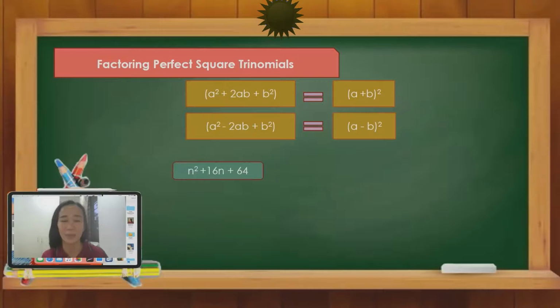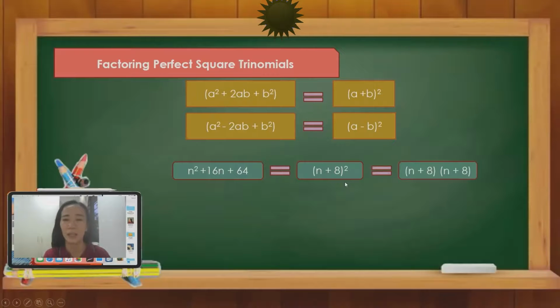So let us have an example: n squared plus 16n plus 64. The factor of n squared plus 16n plus 64, for the positive perfect square trinomials, is (a + b) squared, where our a here is n and our b is 8. So that is (n + 8) squared, or (n + 8) times (n + 8).